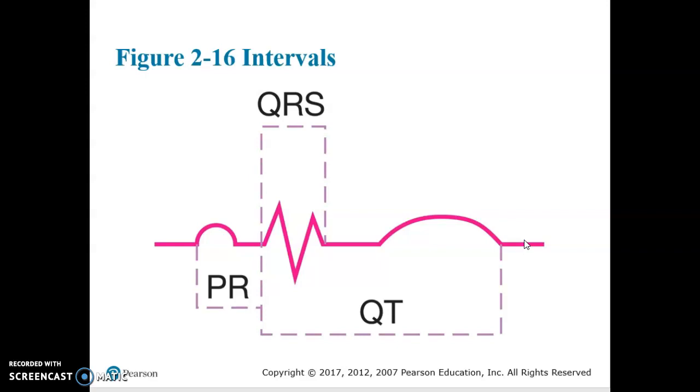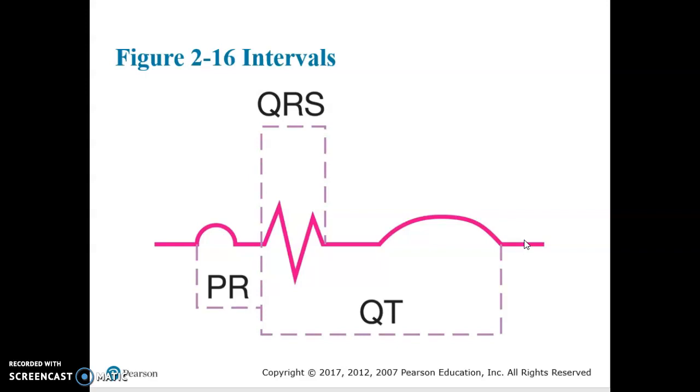The QT interval is measured from the beginning of the QRS to the end of the T wave. It does include the QRS complex and T wave, and it should be less than or equal to half of the distance between successive QRS complexes at heart rates between 60 and 100. I apologize, I was getting tongue-tied.